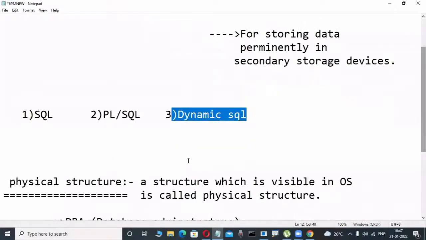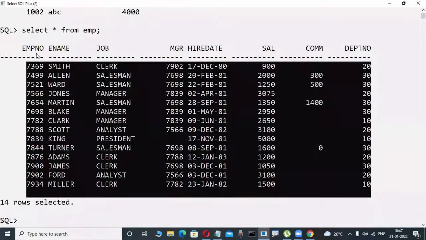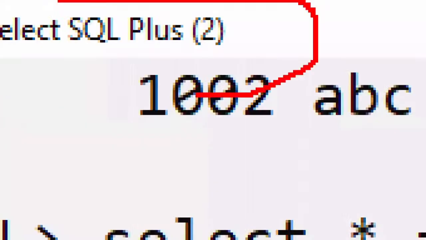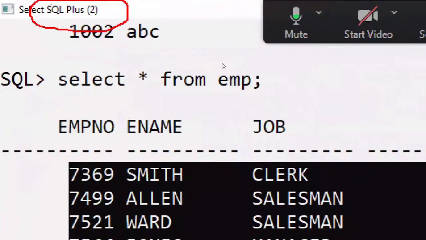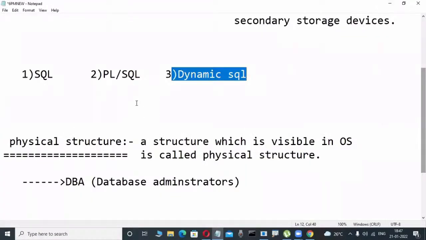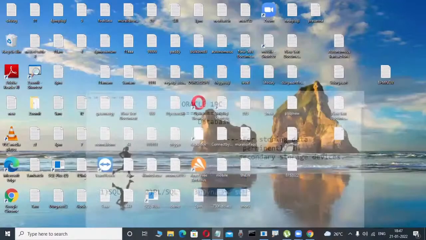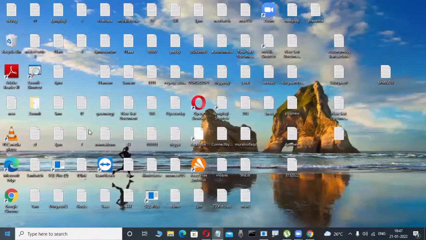But unfortunately, another thing is there in my system here. SQL Plus is there. What is this one? This is a tool, called a client tool. If you want to connect to the Oracle database, then we use a client tool. SQL Plus is a default tool. Whenever I install the Oracle software, automatically the tool is available.